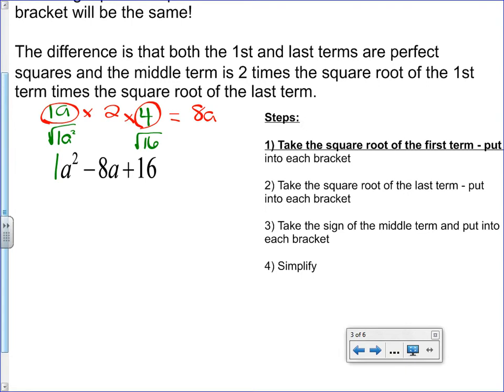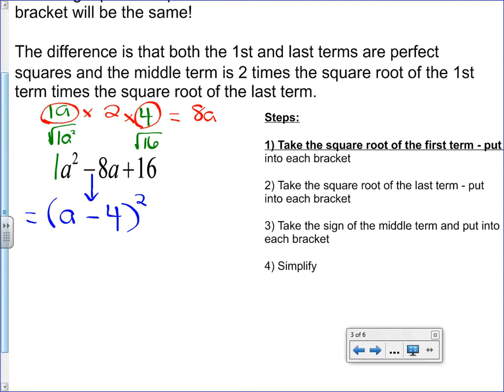So now that I've checked, I'm going to create a bracket. Whatever I take the square root of the first term is, I'm going to put it here. So a. Then I take this sign, because there's a minus sign in the middle, I'm going to carry that minus sign down. Then I take the square root of the last term, which is 4, and I square it. That's it. Instead of doing decomposition, that's all I have to do.